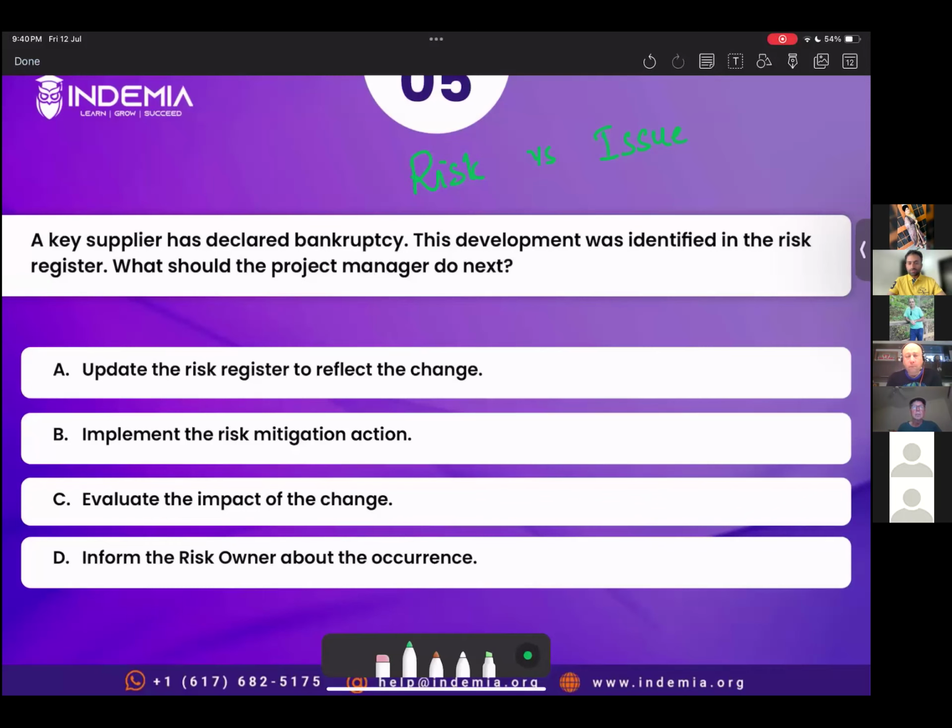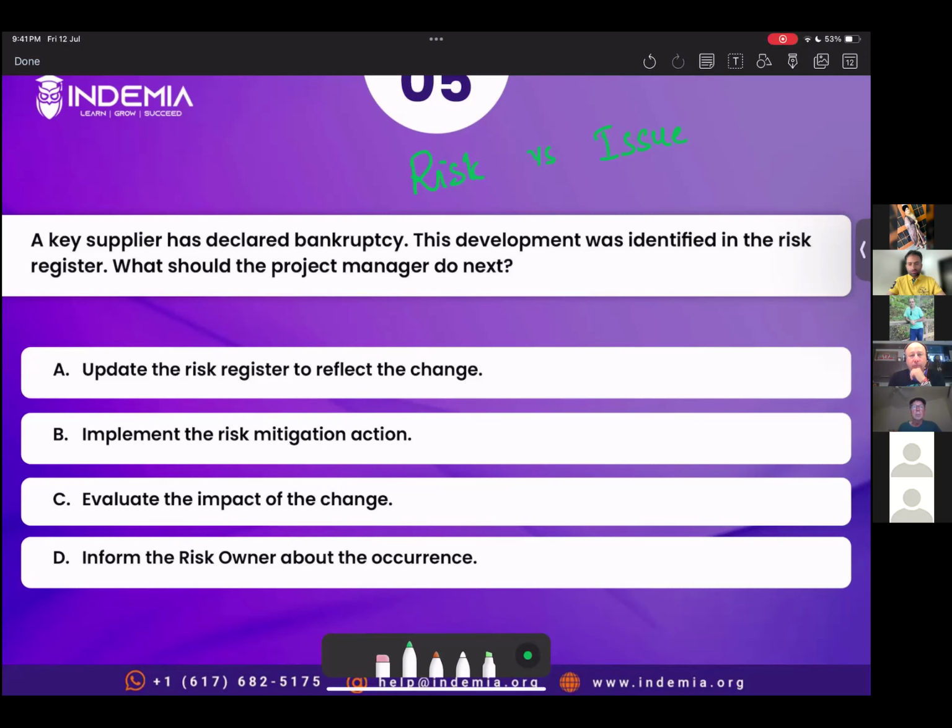So whenever a risk has occurred, as in this case, a key supplier has declared bankruptcy, and this was identified as a risk, the first action is to inform the risk owner about the occurrence because they would be implementing the risk response strategy. So whenever an identified risk has occurred, the first action is implement the mitigation action. And for implementation, you need to inform the risk owner, okay? Because they are responsible for that.